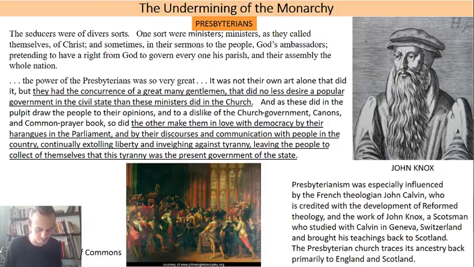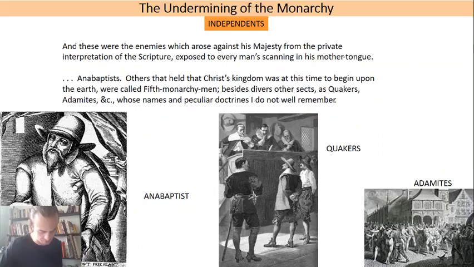The seducers were divers of sorts. One sort was the ministers. Ministers of Christ, as they called themselves, sometimes gods and bastards, commonly called presbyterians. Others were papists, independents for religious freedom, Anabaptists, Fifth Monarchy men, Quakers, Adamites, and these were the enemies which arose against His Majesty from the private interpretation of Scripture, which had been exposed to every man's scanning in his mother tongue. For after the Bible was translated into English, every man, nay, every boy and wench that could read the English thought they spoke with God Almighty, and every man became a judge of religion and interpreter of the Scripture for himself.